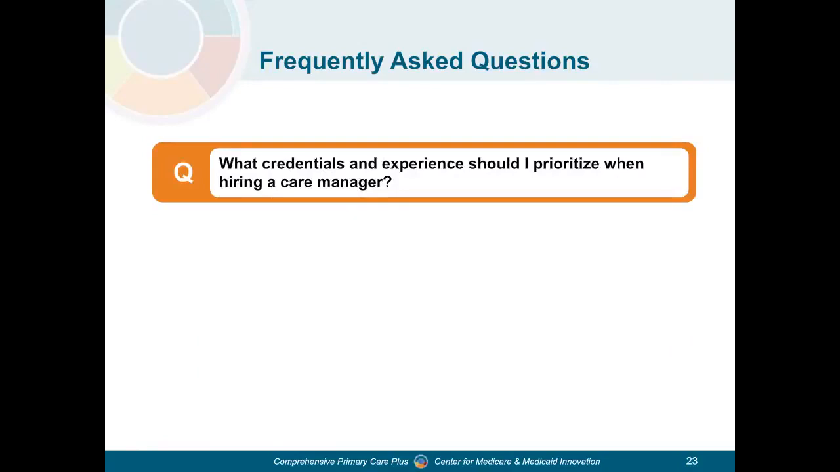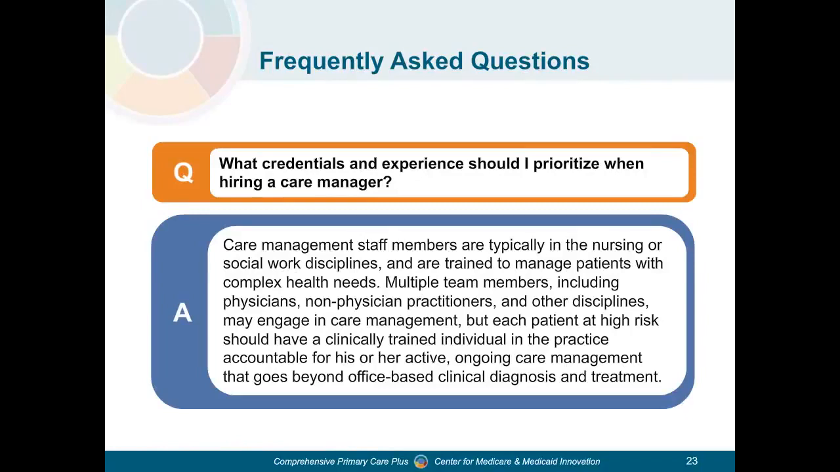A second question that we receive, and this is kind of in line with what we were just speaking about, is what credentials and experience should I prioritize when hiring a care manager? Practices have the flexibility in staffing their care manager positions, and typically care managers come from nursing or social work fields. It's important that your care managers are trained to manage your patients' complex health needs. And oftentimes care managers are trained in self-management support, shared decision-making, and motivational interviewing techniques.